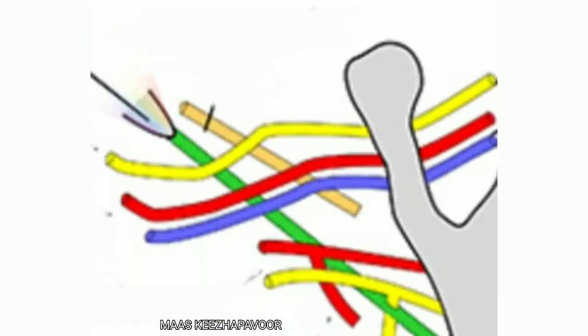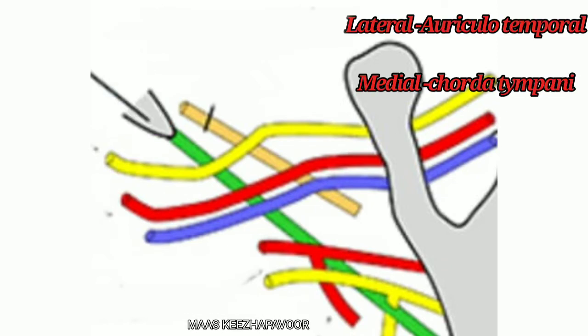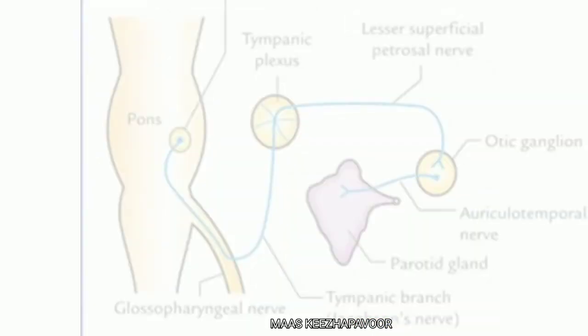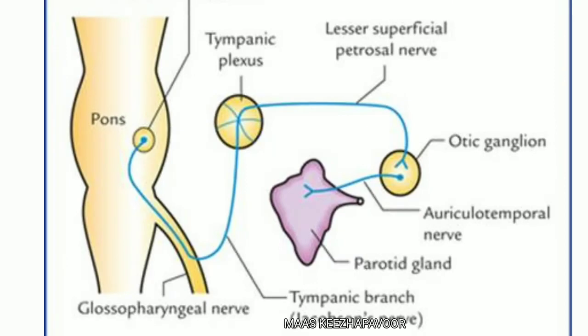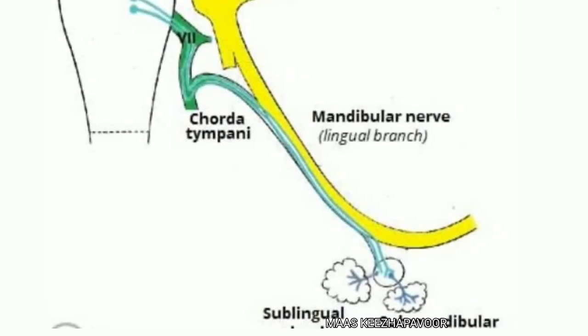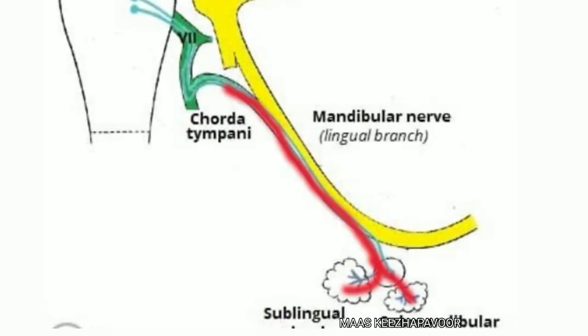The spine of sphenoid is related laterally to the auriculotemporal nerve and medially to the chorda tympani. So, any injury to spine of sphenoid will block the secretion of all the three salivary glands. Hope you remember the secretomotor fibers for parotid through auriculotemporal and for the submandibular and sublingual by chorda tympani.